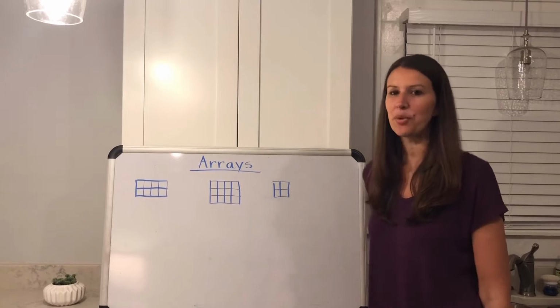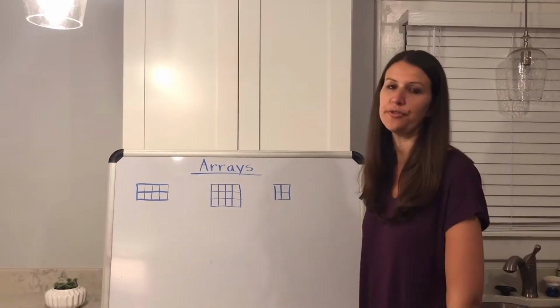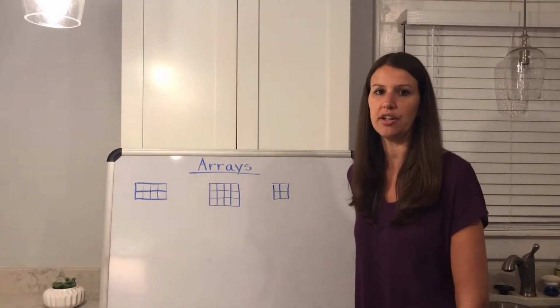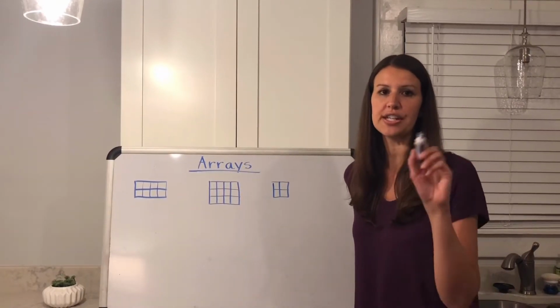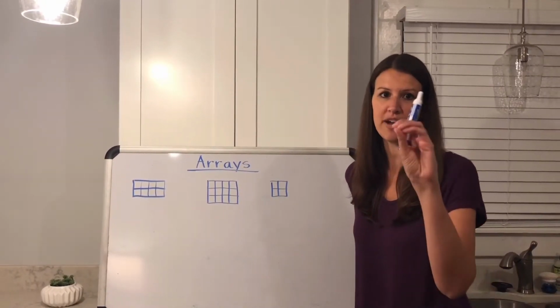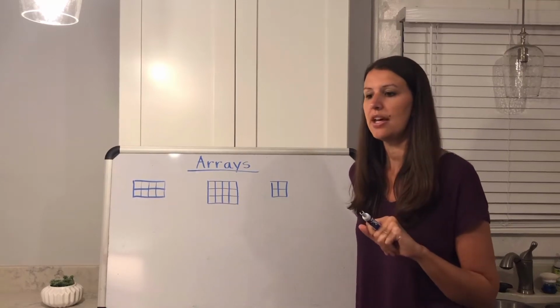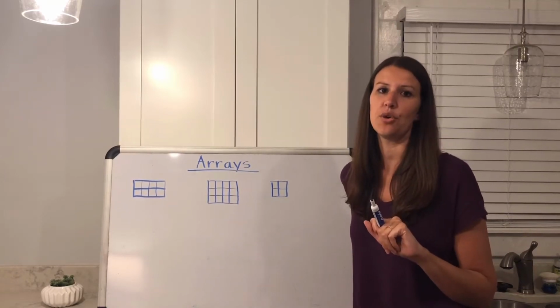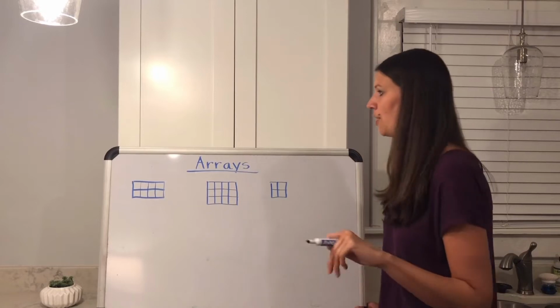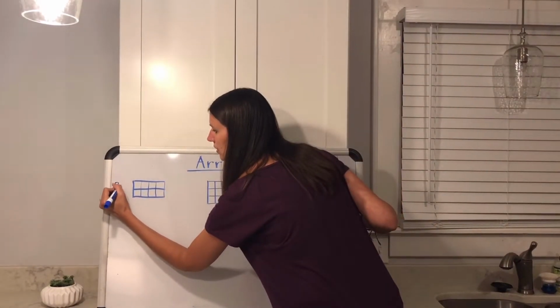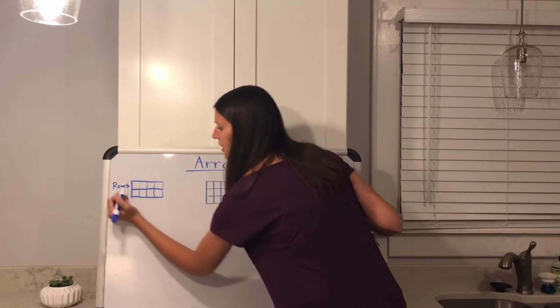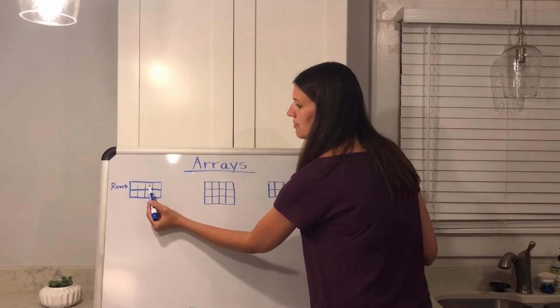Second grade, today we're going to be working on arrays. So far with multiplication, we've been working on equal groups pictures. That's where you draw the circles and you put a certain number of items into each group. Arrays are another way to show multiplication problems. So in arrays, we have our rows, and then we have a number of items in each row.